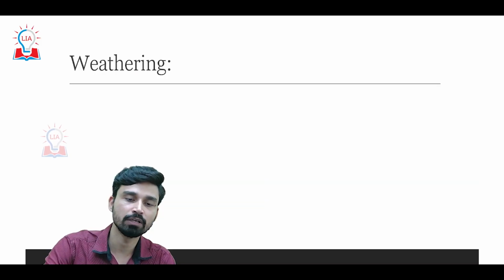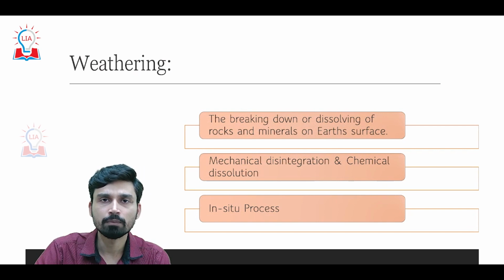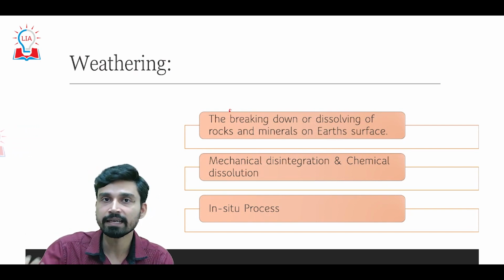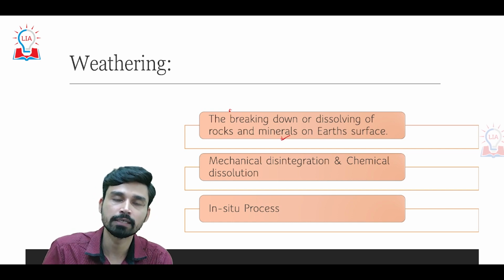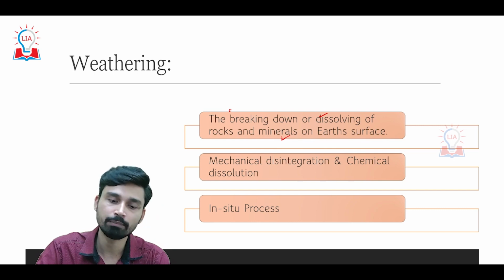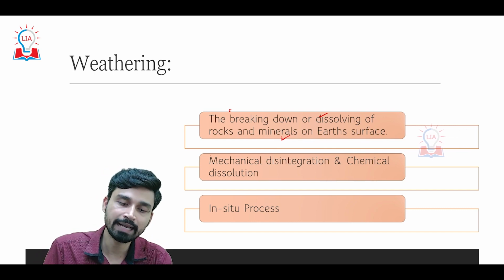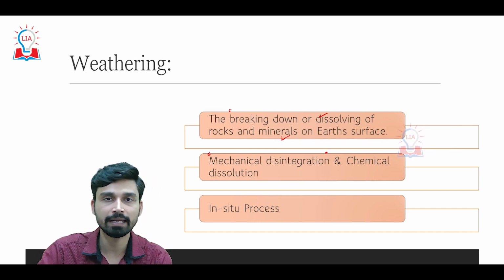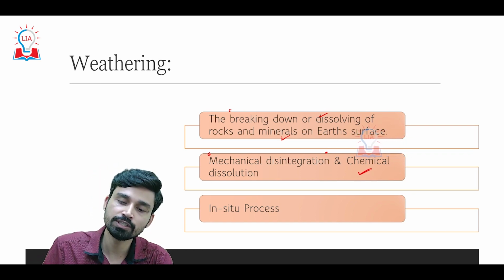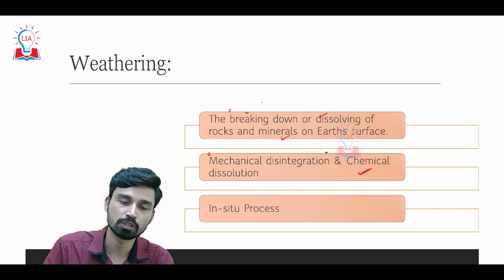So let us start with the weathering phenomenon. In simple terms, weathering can be defined as the breaking down, dissolving, or disintegration of rocks and minerals on the Earth's surface. This breaking down, dissolution, and disintegration can be brought about by two kinds of changes. Either it can be due to mechanical disintegration or mechanical changes, sometimes referred to as physical changes. On the other hand, chemical changes, chemical disintegration, can also cause weathering.